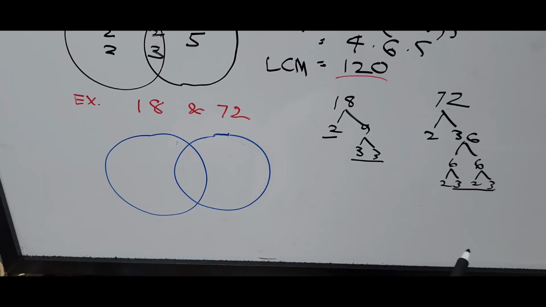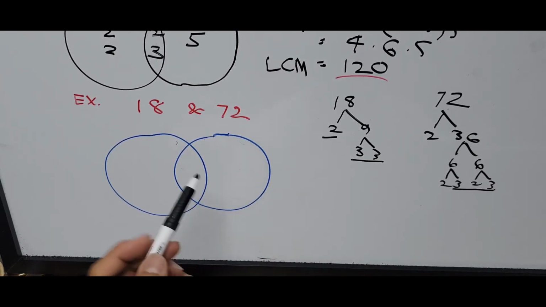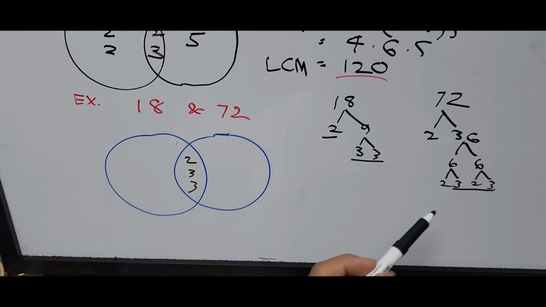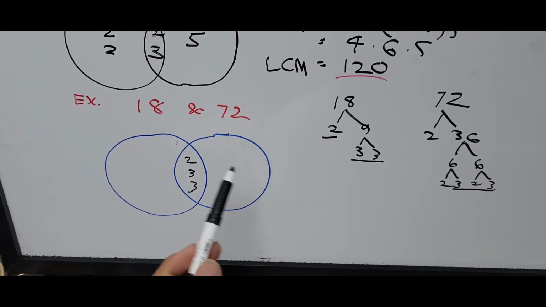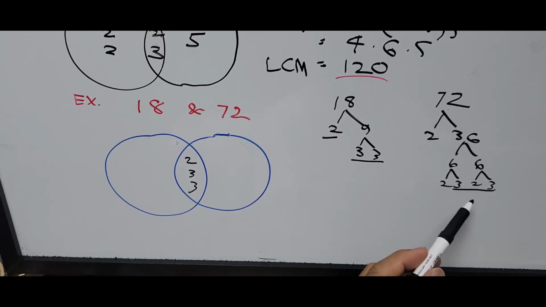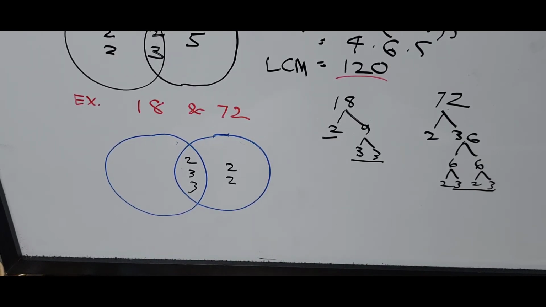So these factors go inside the intersection of those two circles. So you've got 2, 3, and 3 for 18, and nothing else over here. And on the 72 circle, since we have these 3 factors already over here, 2, 3, and 3, the factors remaining are 2 and 2. So we have everything carried out: 3 and 3, 2, and then 2 and 2.